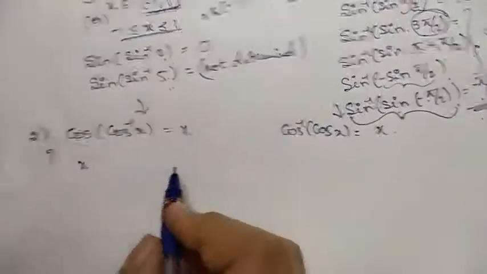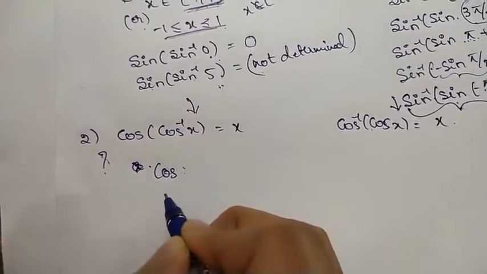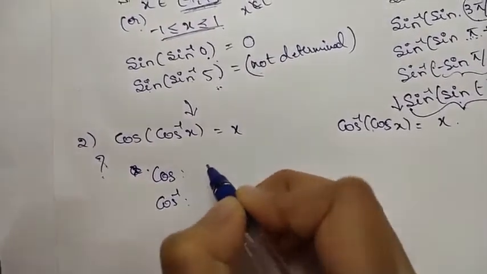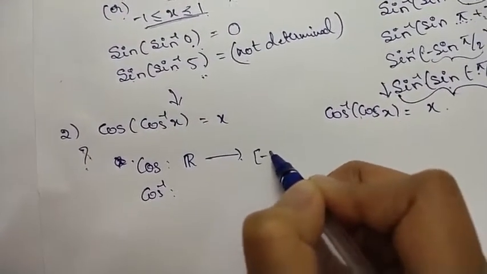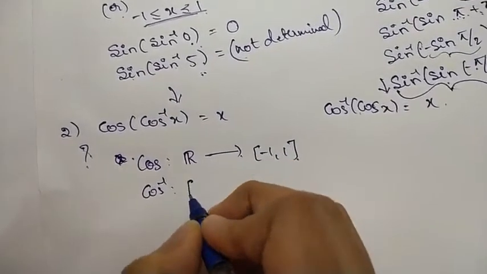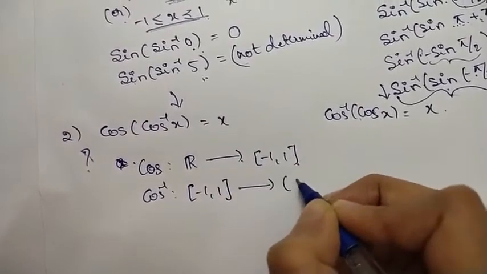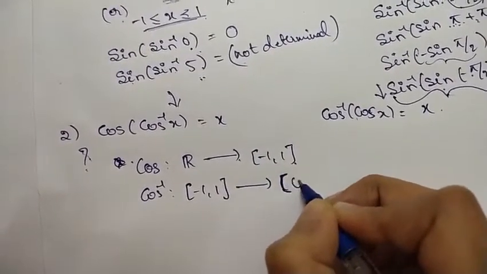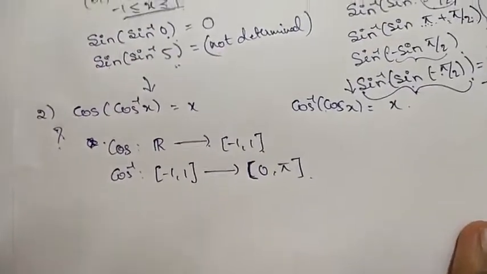Before writing that, let us write the domain and range of both the cos and cos inverse functions. The cos function's domain is the set of real numbers, and the range is from -1 to 1. What is the domain of the cos inverse function? That is -1 to 1. And what is the range? Range is nothing but 0 to pi. So this is the range of the cos inverse function.